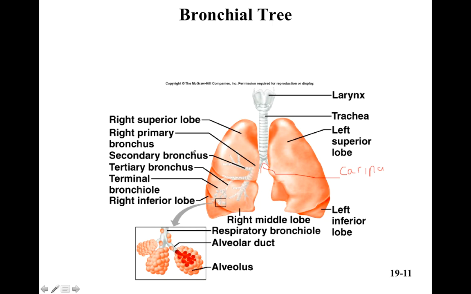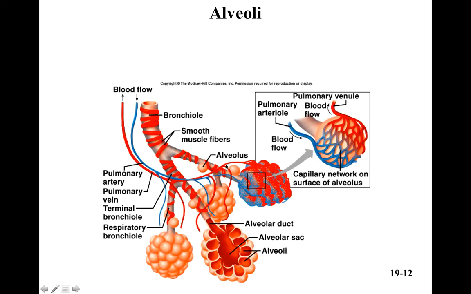The secondary bronchi are called lobar bronchi, L-O-B-A-R. And the lobar bronchi go to each of the lobes. So there's 3 secondary bronchi in the right lung and 2 in the left lung. The tertiary bronchi supply those bronchopulmonary segments of the lungs. And there are 10 bronchopulmonary segments in the right lung and 8 in the left lung.